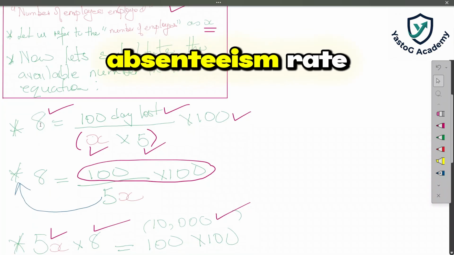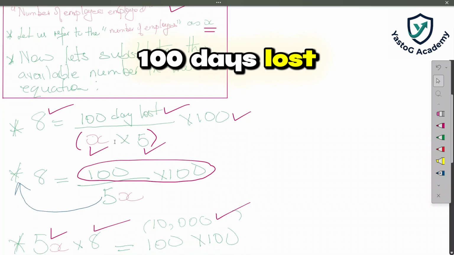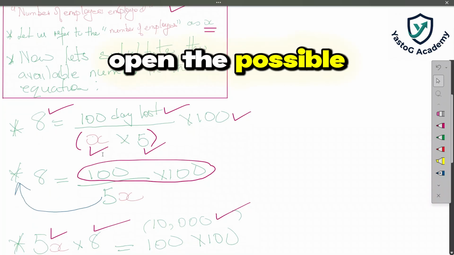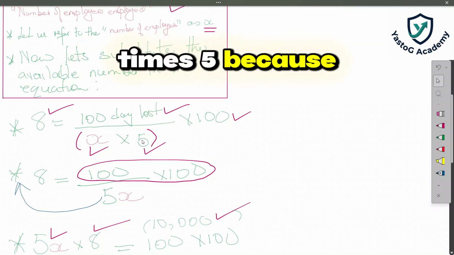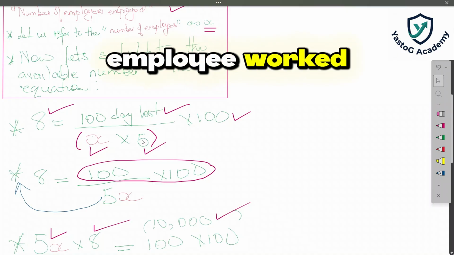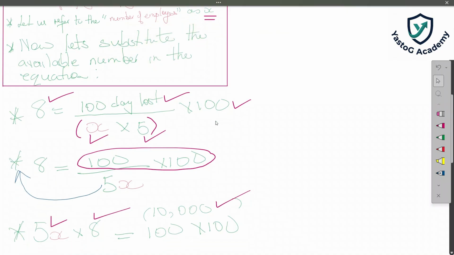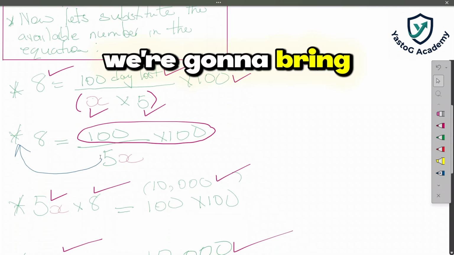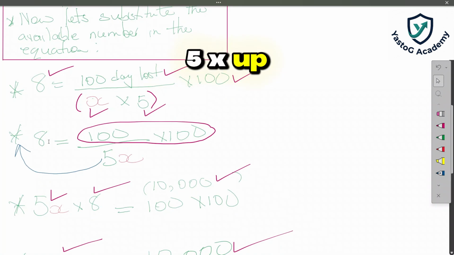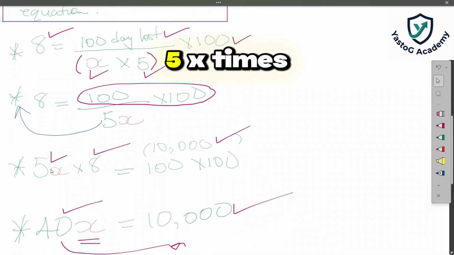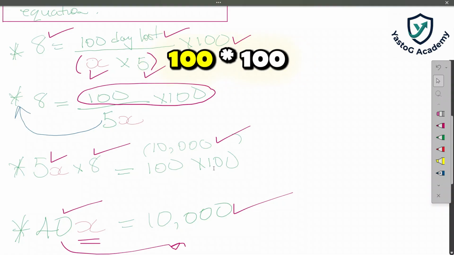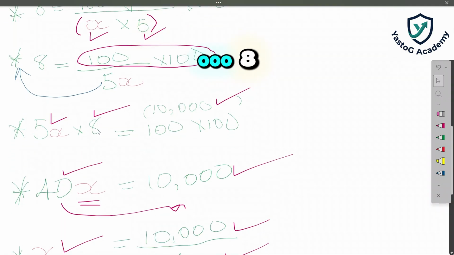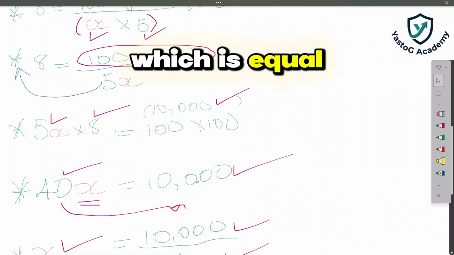Then we substitute into the formula the numbers in the question. So we'll put the 8, which is the absenteeism rate, which is equal to 100 days lost, upon the possible days worked, which is the number of employees, X, times 5, because 5 days each employee worked. And again, times 100. We're going to bring this 5x up. And that is 5x times 8 is equal to 100 times 100, which is 10,000. 8 times 5x is 40x, which is equal to 10,000.